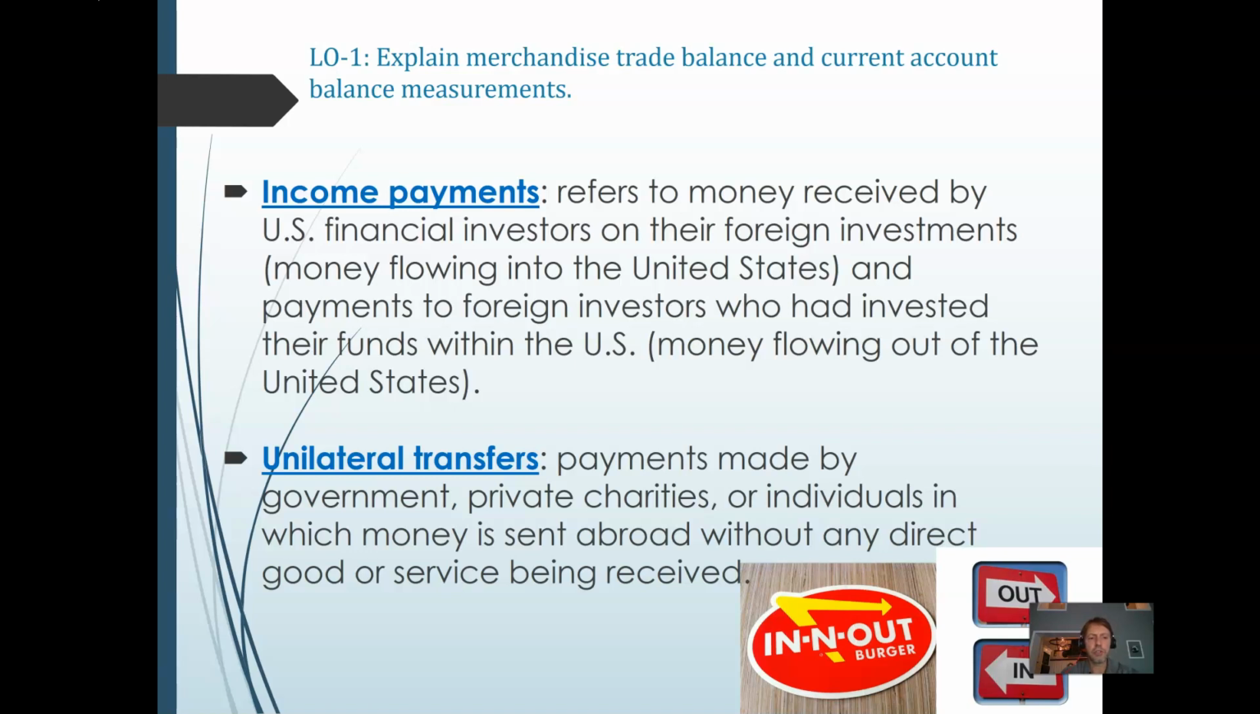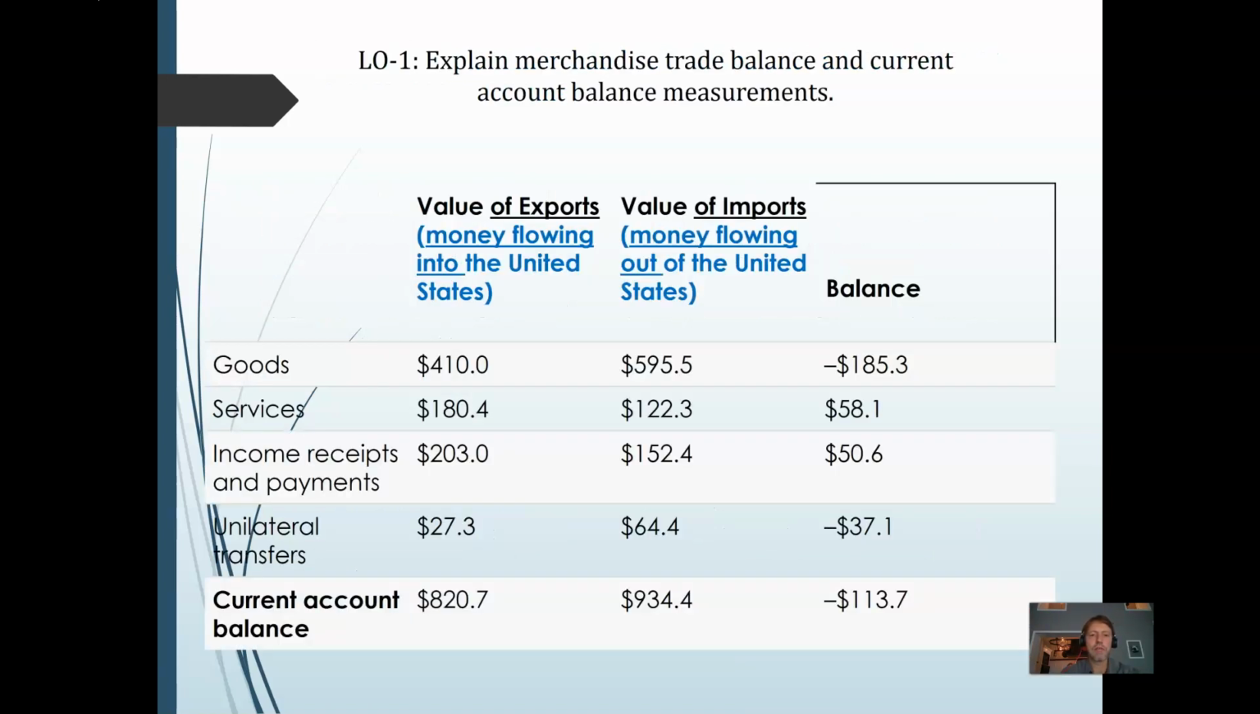And then unilateral transfers are payments made by governments, private charities, and individuals in which money is sent abroad without any good or service being received. So when we make a charitable donation to help someone in an impoverished community, or when you work in one place but send money to another country to help friends and family back in that part of the world. And that can be done again by government, private charities, or individuals.